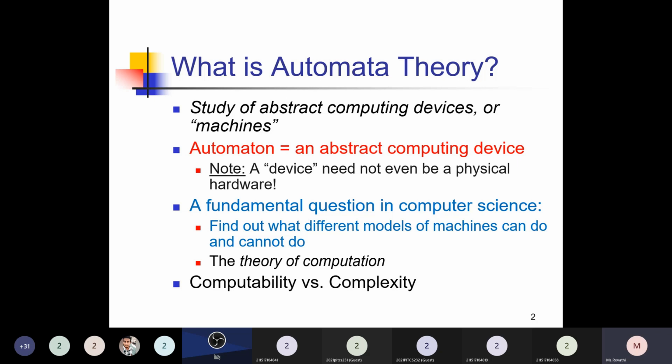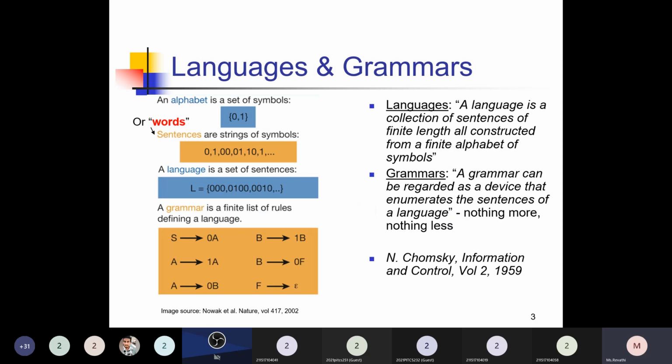In this, we discuss the theory of a computing machine, which means we are going to study the automation of our software. A fundamental question in computer science is to find out what different models of machines can do and cannot do. The answer is our theory of computation. So, coming to the language.